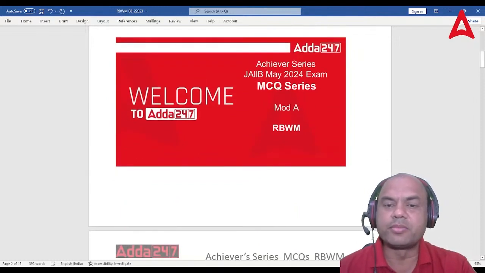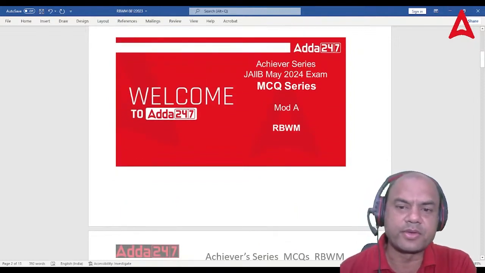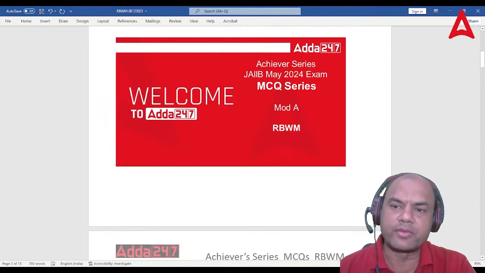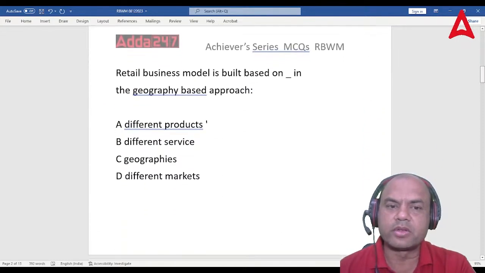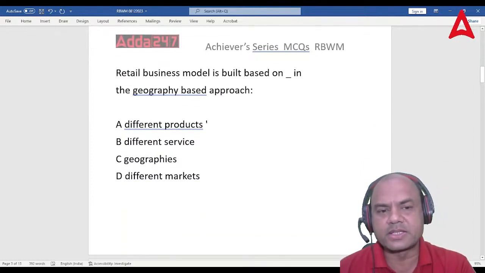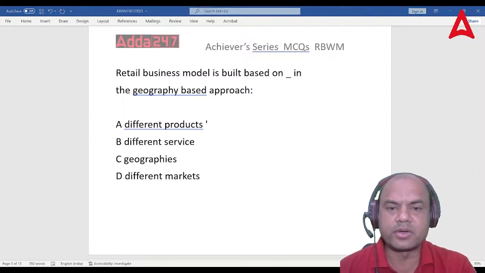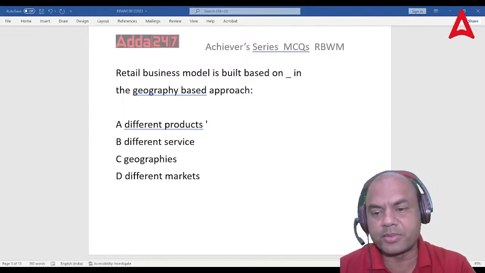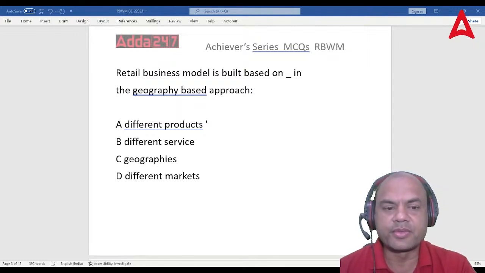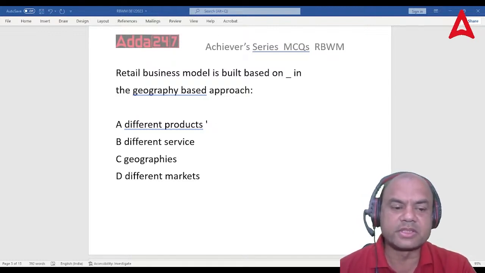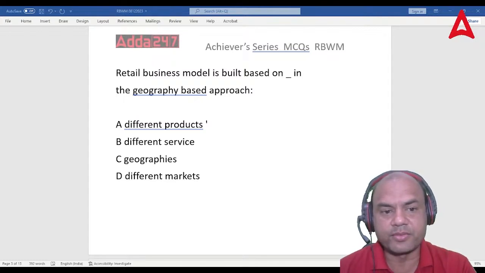So let's start with this May series for achievers. MCQ series, module A we are in right now. So let's move on. First one: a retail business model is built on dash in geography based approach. What can be the answer over here? Think over it, everyone. What can be the answer? A retail business model is based on what?